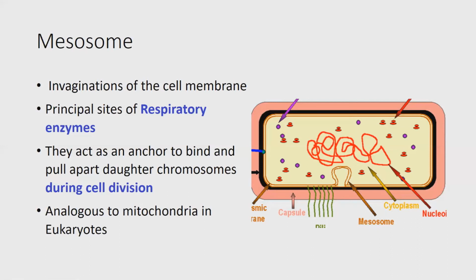Though the function is basically of the cell membrane, because analogous, think about analogy. Cell membrane is also present in eukaryotes, right? But mitochondria is not present in prokaryotes. So what is the analogous? The mesosome. So this here represents it.